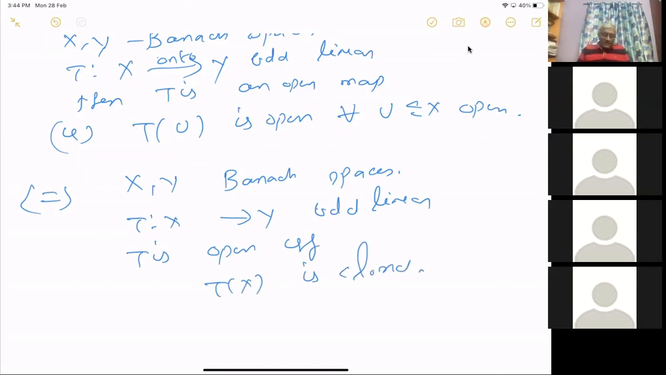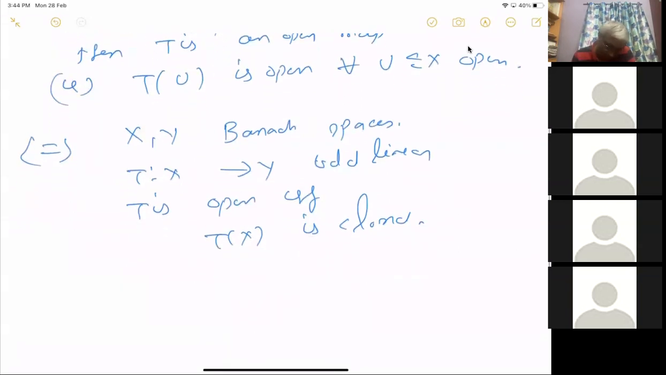It's an if and only if. So one condition is clear. You can replace Y by T of X, I mean the range of T, and then use the open mapping theorem, and that will prove that if T of X is closed, then T is open. One way is you can just take the range to be T of X. So if it is closed, it's a Banach space, being a closed subspace of a Banach space. So using the open mapping theorem, you can conclude that.